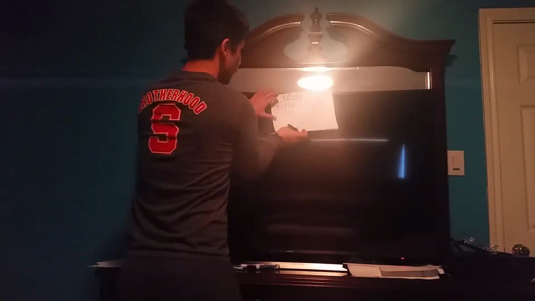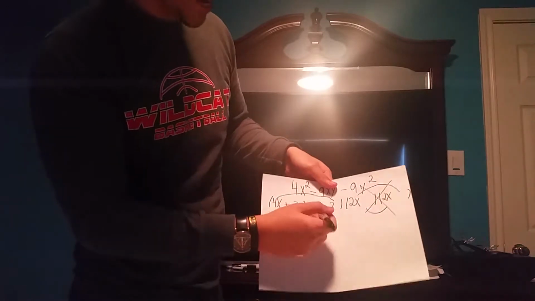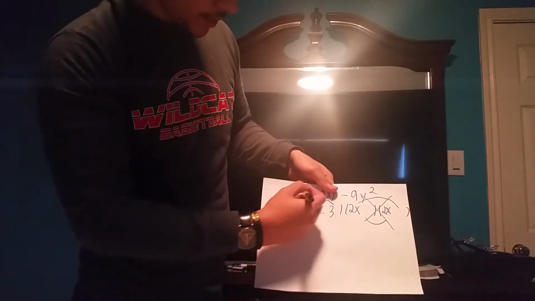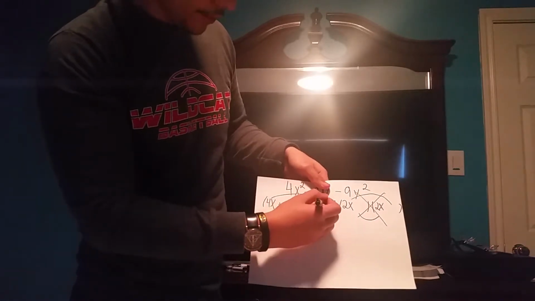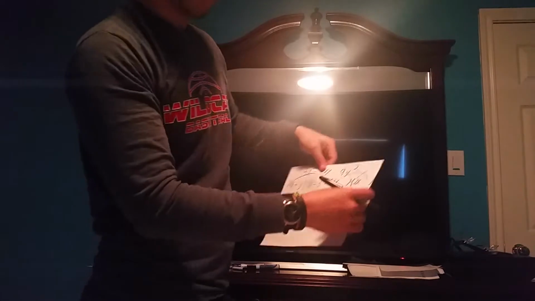FOIL. First, outer, inner, last. Using that method, we can determine if this truly is the answer. So, we're going to multiply the first by the outer, meaning the x value in the next ordered pair. First, outer, inner, last. Simple enough.